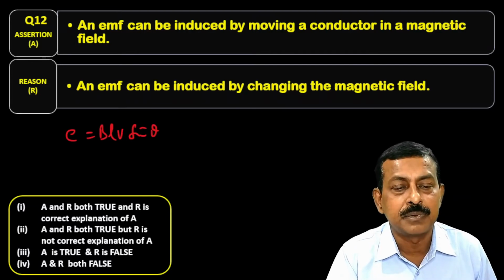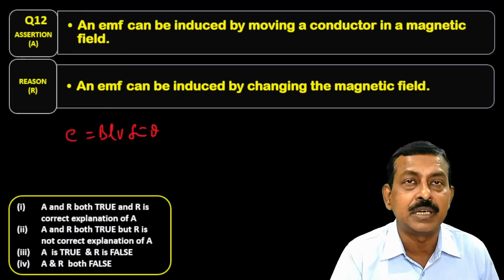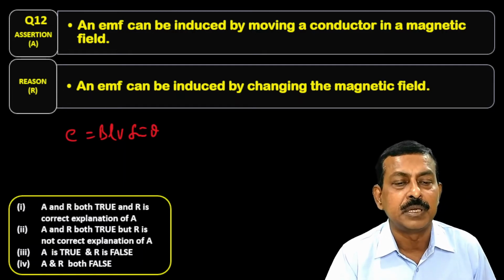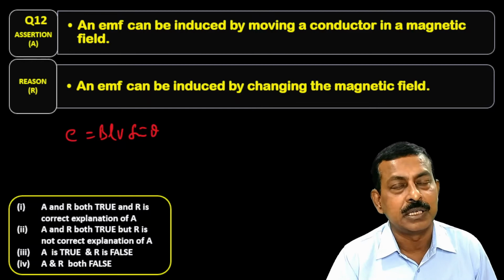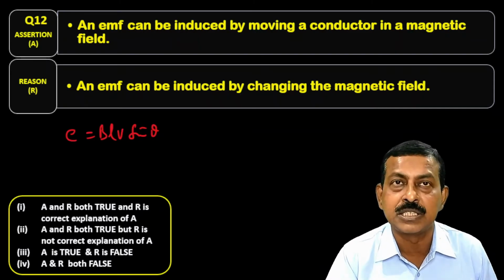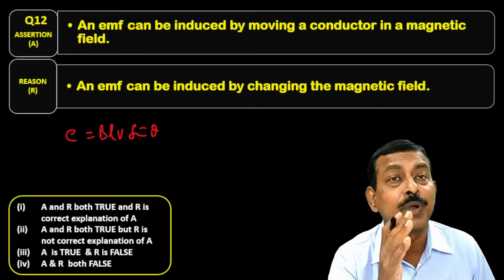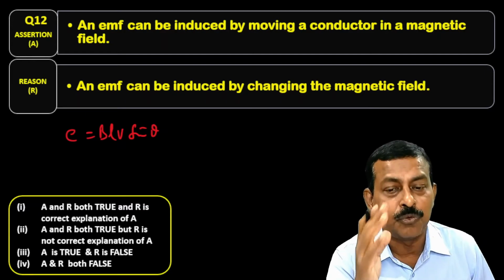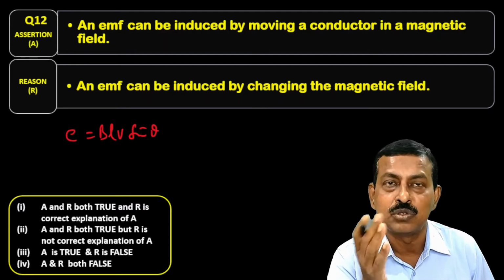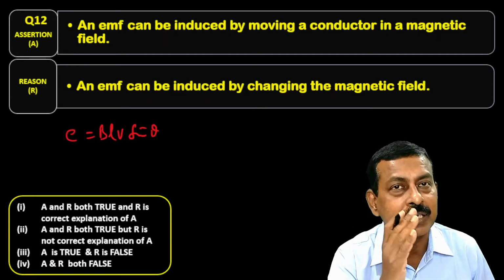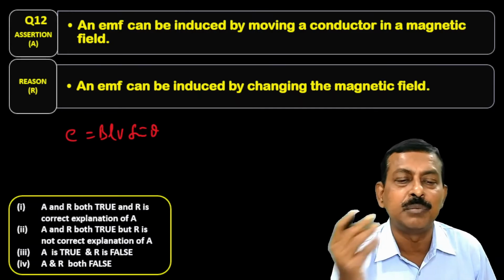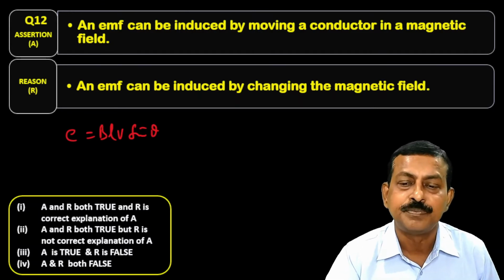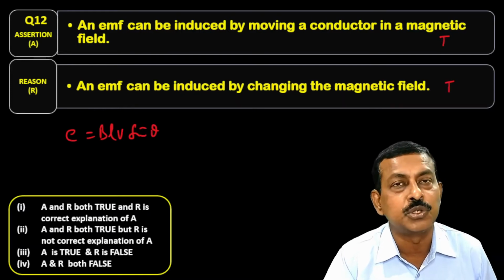And EMF can be induced by changing the magnetic field. Definitely this is also true. EMF can be induced if there is a change of the magnetic flux. And magnetic flux involves the term of magnetic field. So if magnetic field is changing, magnetic flux will change, and hence there will be EMF induced. So here assertion is true, reason is also true.